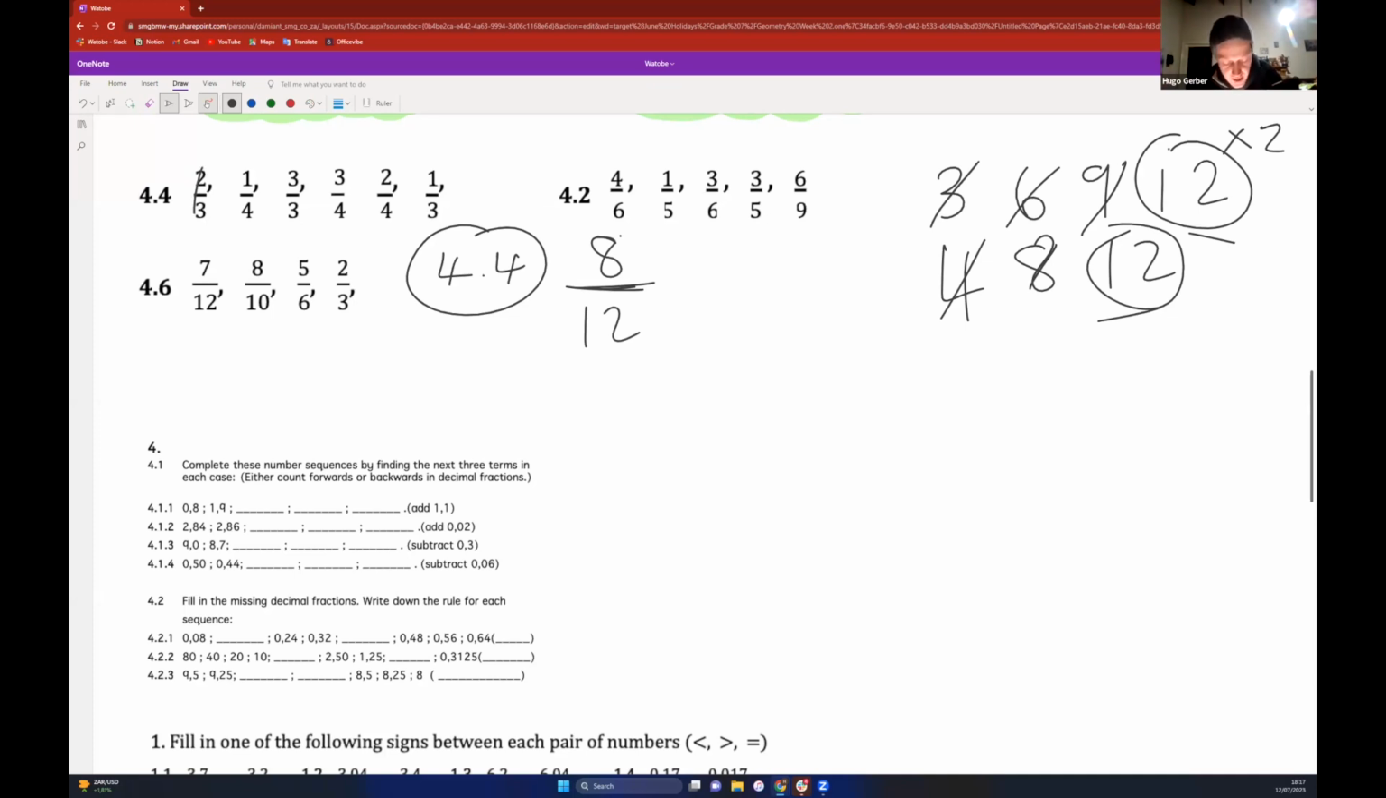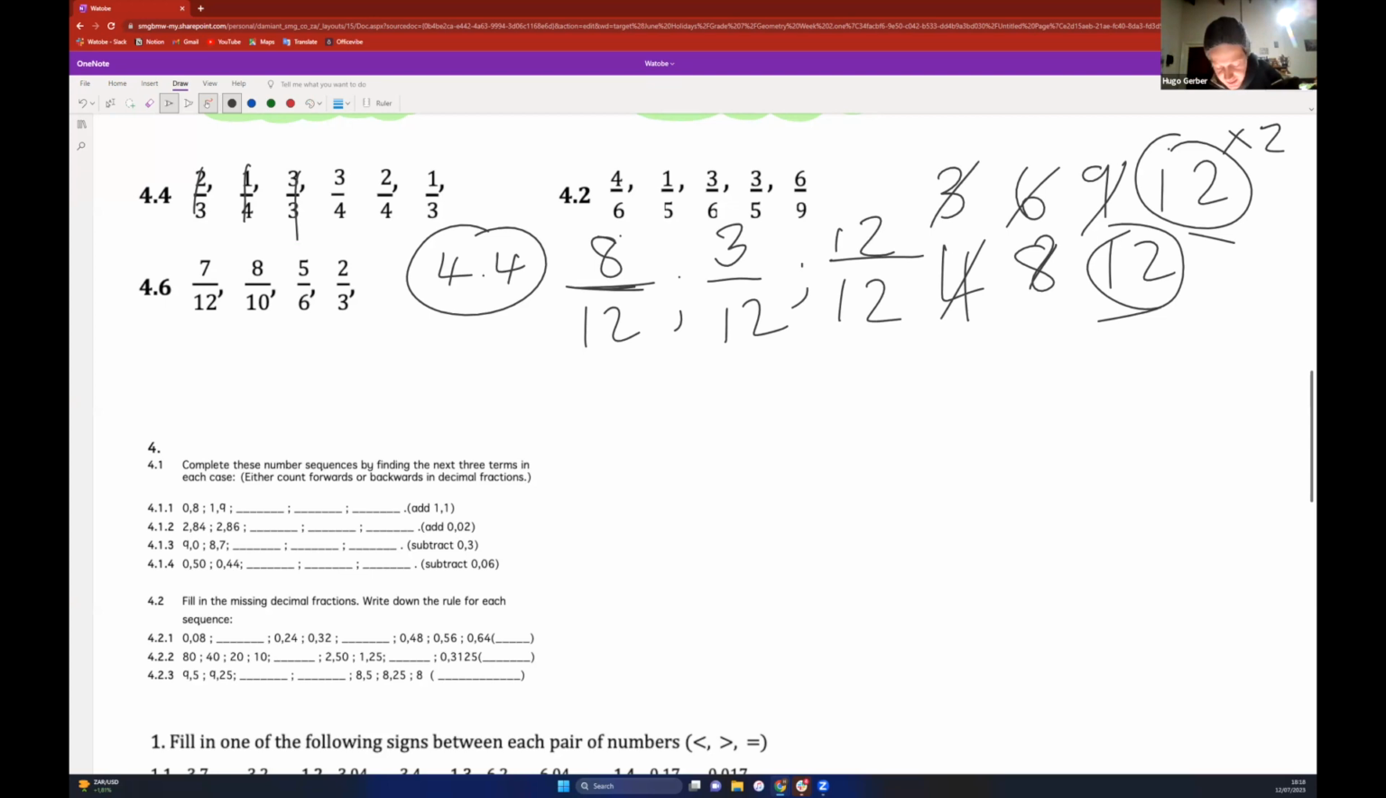Then I do 1 over 4. What do I have to do with 4 to get it to 12? You can tell me, Tara Jane. You're still unmuted. Do this with me. Times by 3. I multiplied by 3. And now what do I have to do? What you do to the bottom, you do to the top. Exactly. So the 1 multiplied by 3 is going to be 3. All right. Let's carry on. 3 on the top and 3 at the bottom. That's easy. It's going to be 12 over 12.